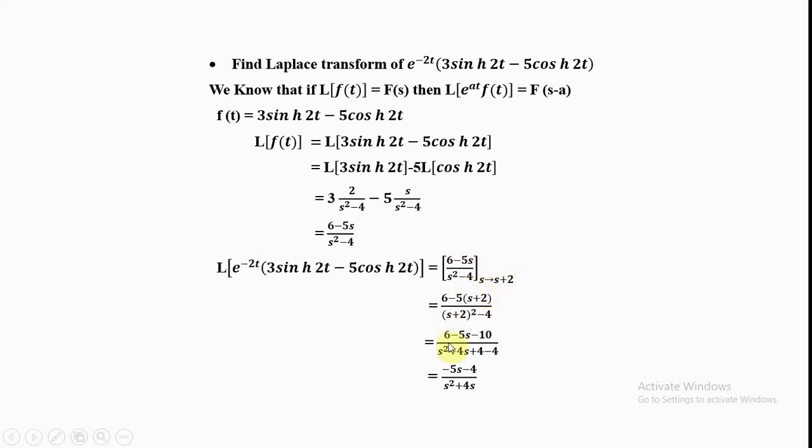So simplifying we will get (6 minus 5s minus 10) divided by (s square plus 4s plus 4 minus 4). There my 4 and minus 4 cancel. So here we will get (minus 5s minus 4) divided by (s square plus 4s).